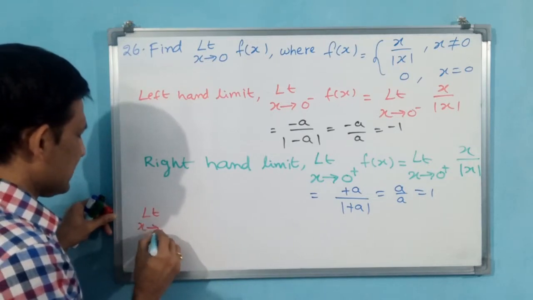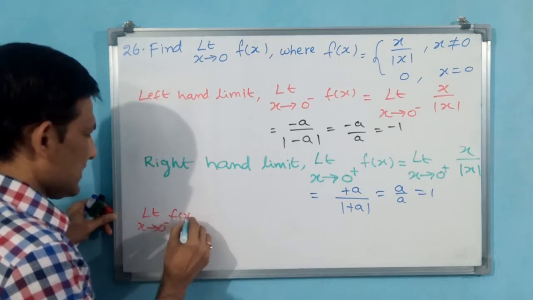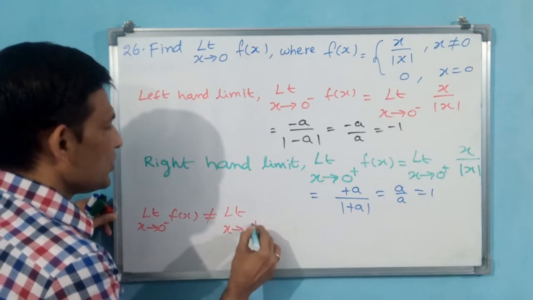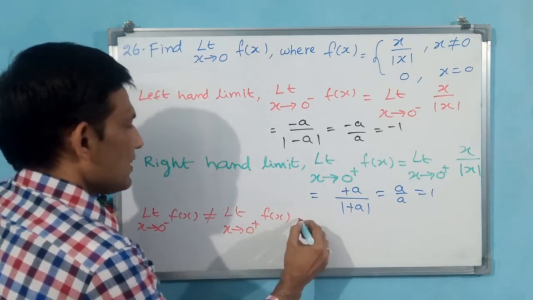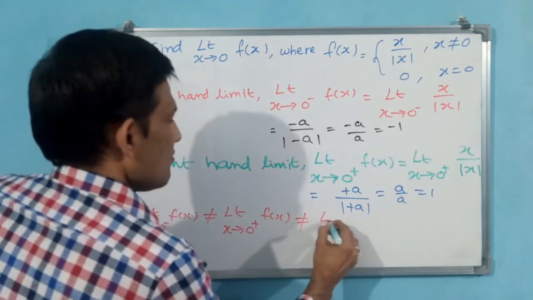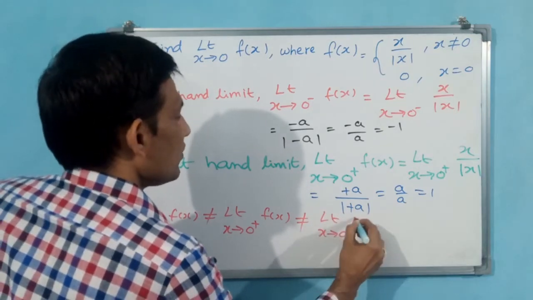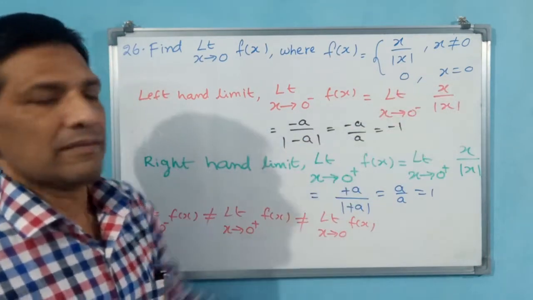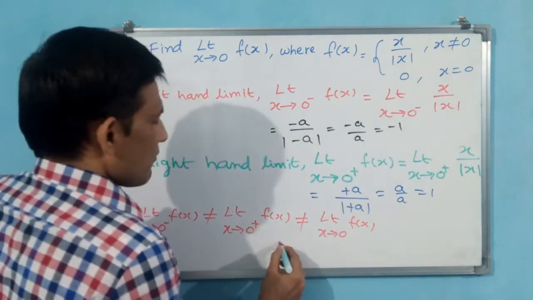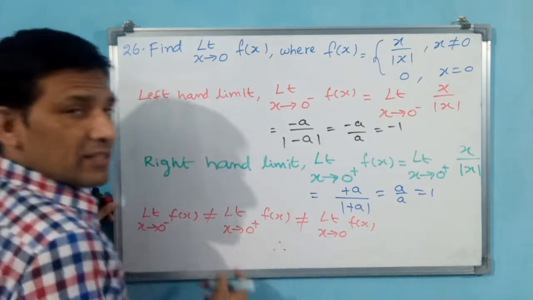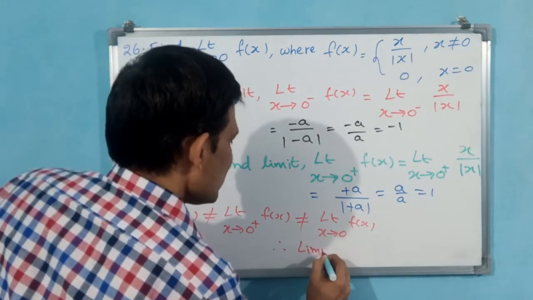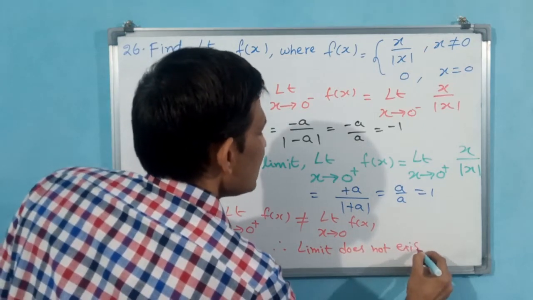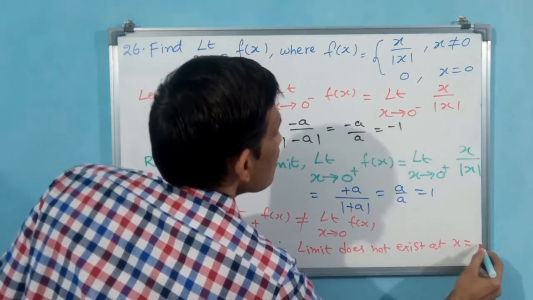Left hand limit x tends to 0 minus f of x is not equal to limit x tends to 0 plus f of x is not equal to limit x tends to 0 f of x. The value at 0 we need not find. They have given already. Therefore, limit does not exist at 0. Limit does not exist at x is equal to 0, you can write.